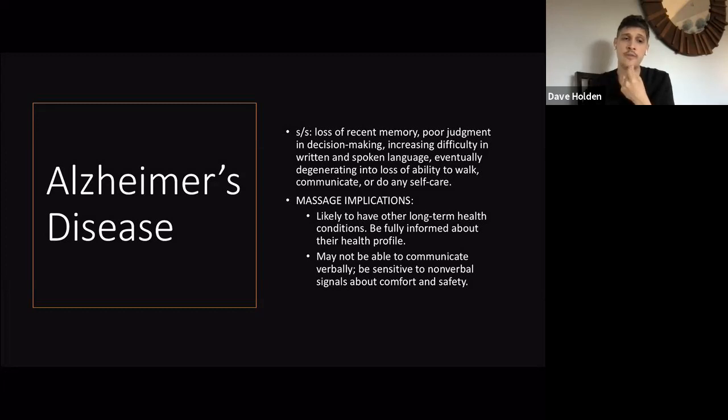So people with Alzheimer's are, again, likely to have a litany of other medical conditions that's kind of surrounding this condition. So whether that's other kind of brain degenerative disorders, or whether this is neuropathies, or they're going to have, you know, a laundry list of medications that they're on. Make sure that you are fully informed of their health profile. They may not be able to communicate verbally, so be super tuned in to their nonverbal signals for comfort and safety. But there is nothing that we can do to help the condition itself. Mainly what we're going to be responsible for is quality of life.